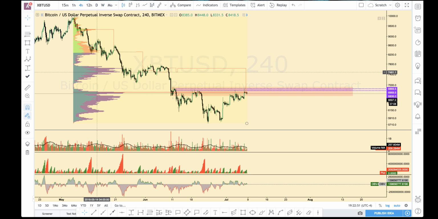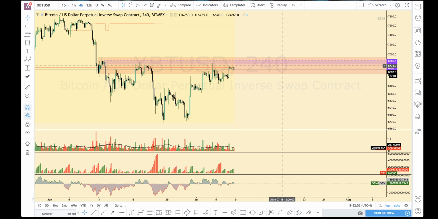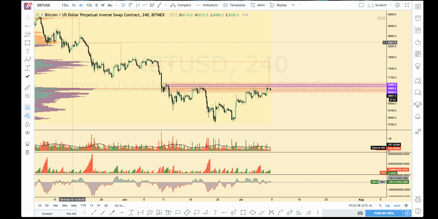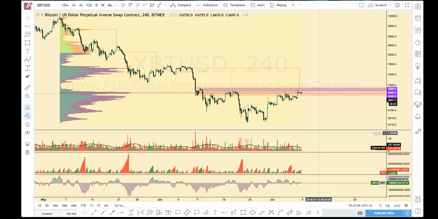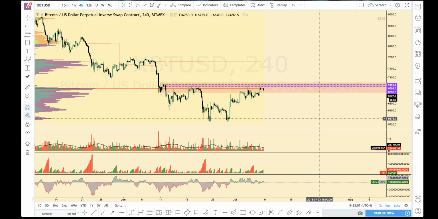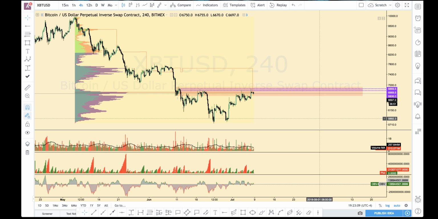And that's pretty much how I do it. I like to keep the point of control so I know where it currently is, and I also like the developing point of control, which basically just tells you where the high volume nodes are. And so yeah, this is pretty much my setup when I'm like, okay, time to do volume analysis. This is literally what I do.